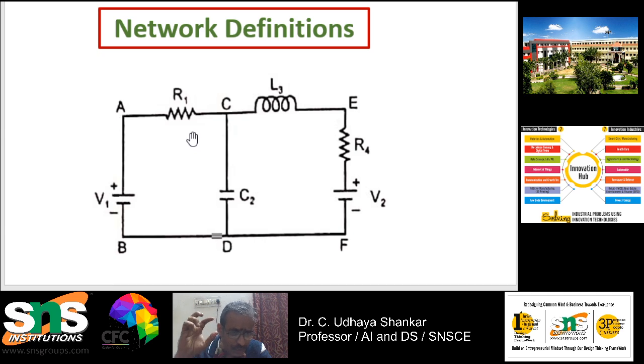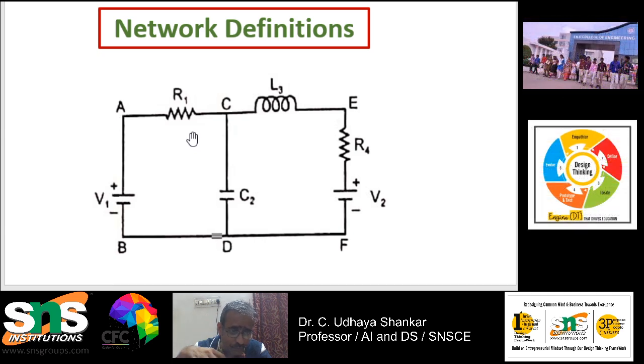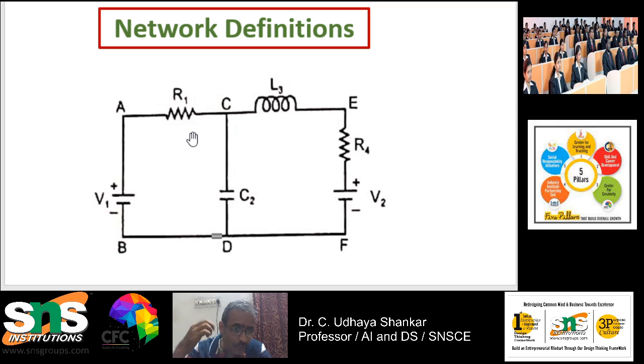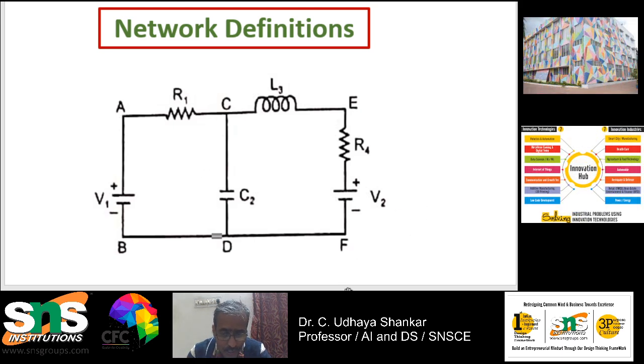These network elements are classified into two different types. One is called the active element, the other is called the passive element. For example, voltage and current sources are called active elements. Here you have two different voltage sources, V1 and V2, so these are active elements. Is it clear? Whereas the resistance, inductance and capacitors are called passive elements.